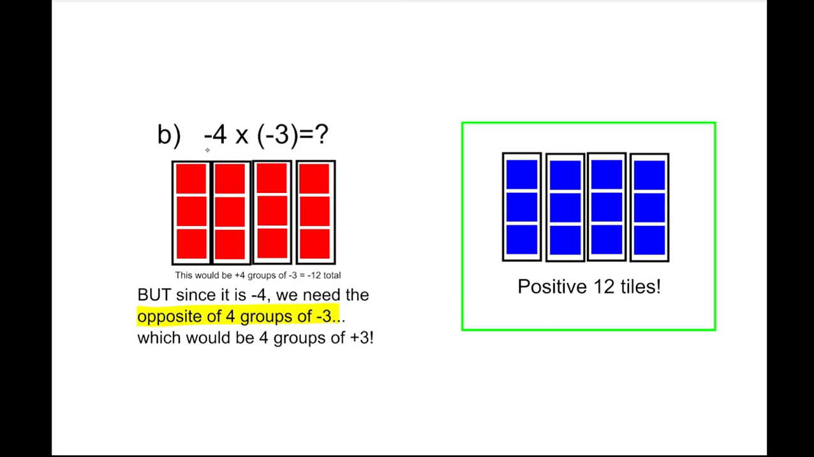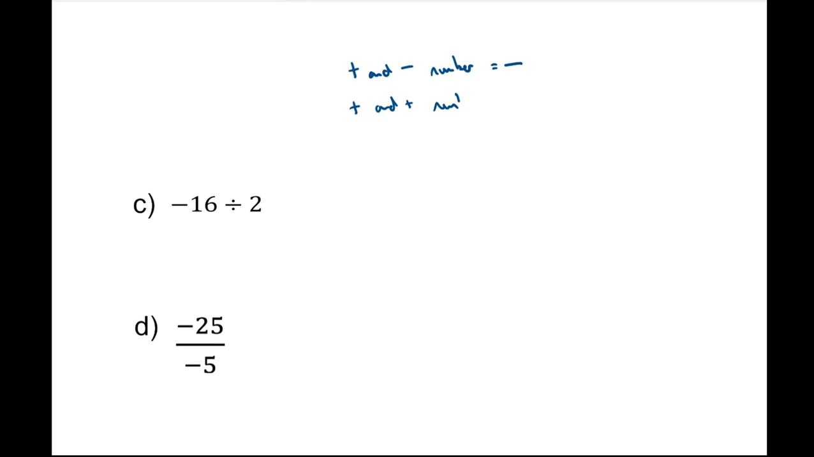So when we have a negative times a negative, we end up with a positive. So in this case, it actually works out to positive 12 tiles. And when we're dealing with integers like this, basically, if we want to simplify, a positive and a negative number will equal a negative, positive and positive number equal positive, negative and negative number will equal a positive.